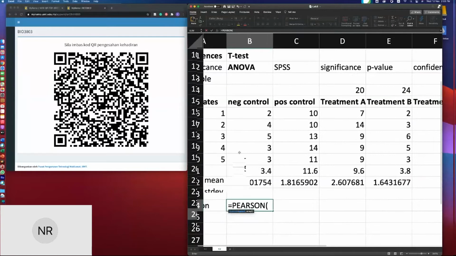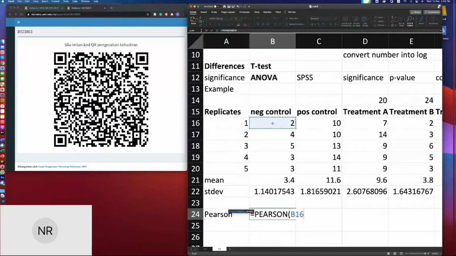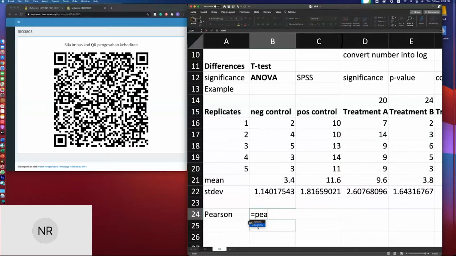And then what you need to do is, for array 1, you need to select it, comma, and then the second array. Then close the bracket. So just to repeat again, Pearson.